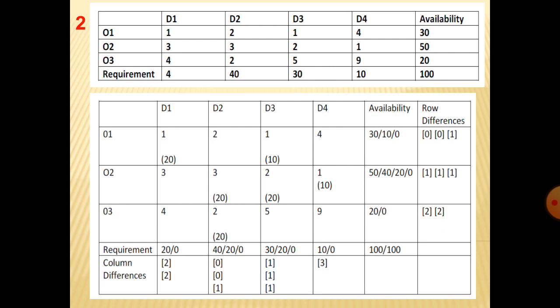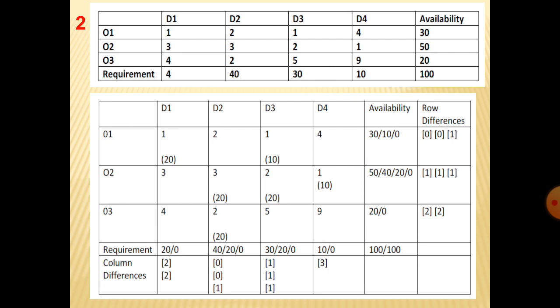Now, first we have to prepare the matrix. You systematically follow the rules. Write down the matrix by D1, D2, D3, D4, and 1, 2, 3. Okay. And availability you write down 30, 50, 20. Requirements you write down: it is not 4, it is 20. You correct it please. Okay. 20, 40, 30, 10.